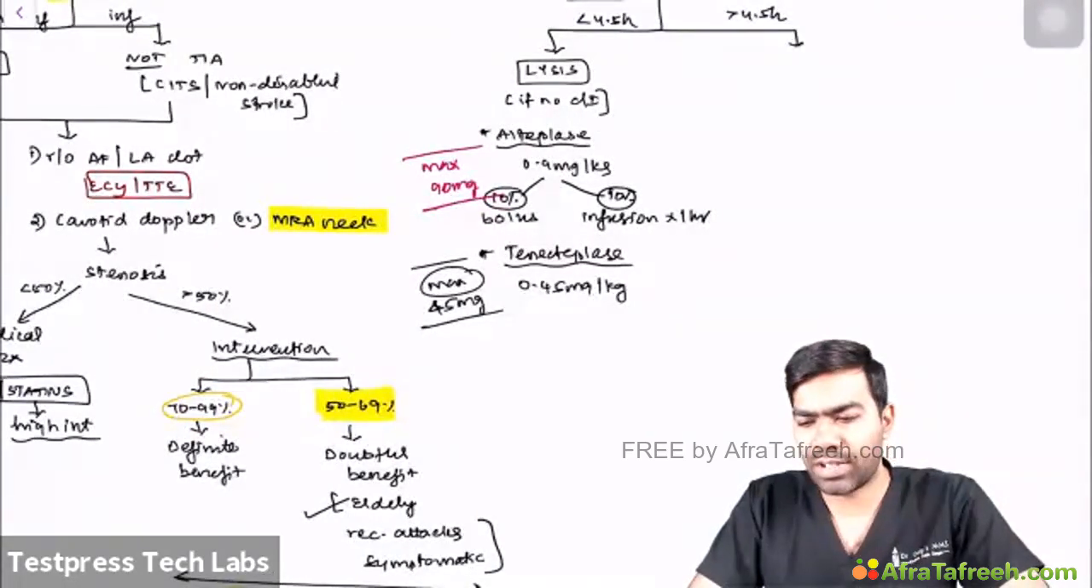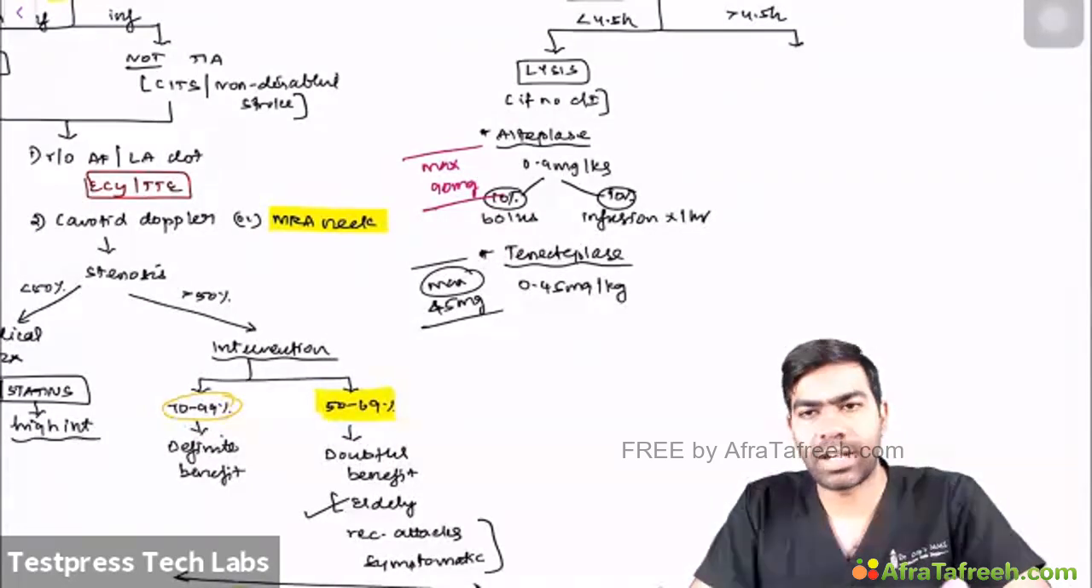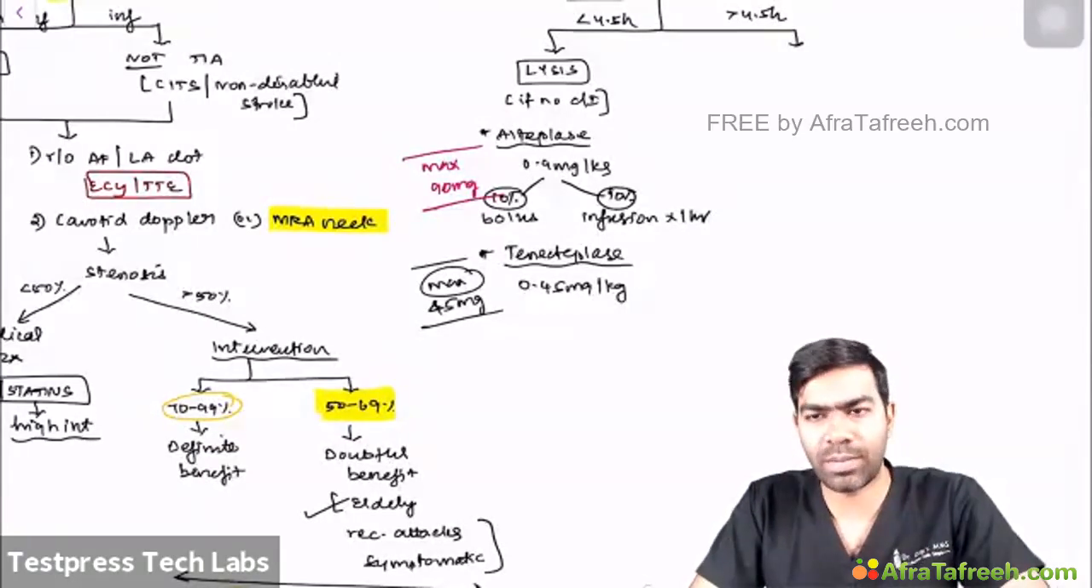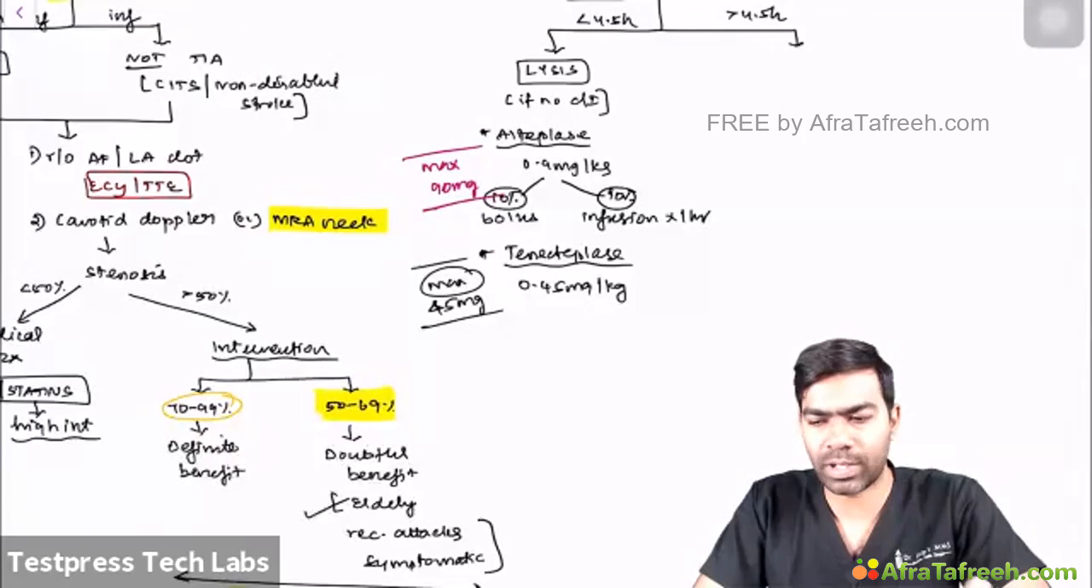If the patient has a contraindication to thrombolysis, or if the time period has escalated beyond the window period, which means the patient is not within the window period, in that setting you have to go for some alternative. For that, there are two alternatives: one is conservative management and the second is mechanical thrombectomy.